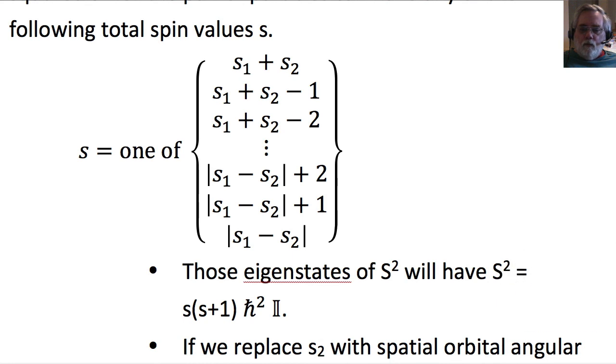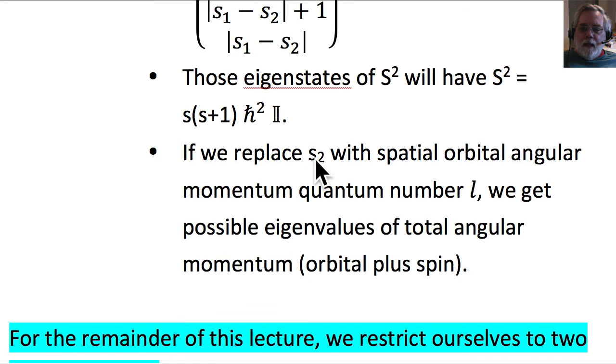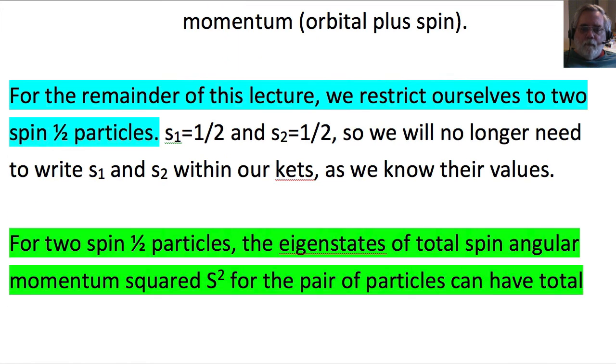We're not going to prove that. Now, if we want to replace S2 with the spatial orbital angular momentum quantum number L, we get possible eigenvalues of total angular momentum, orbital plus spin, but we're not going to do that in this lecture. Now, for the remainder of this lecture, we're going to restrict ourselves to 2 spin 1/2 particles. So S1 is going to be 1/2 and S2 is going to be 1/2. So we're no longer going to need to write S1 and S2. They're just going to always be 1/2.